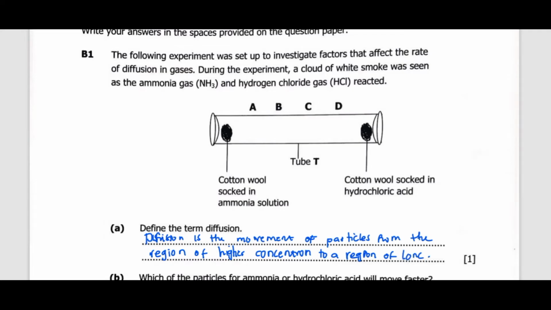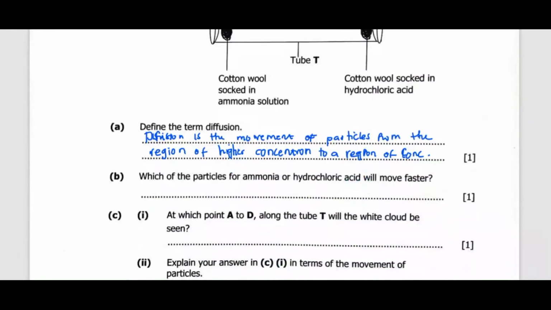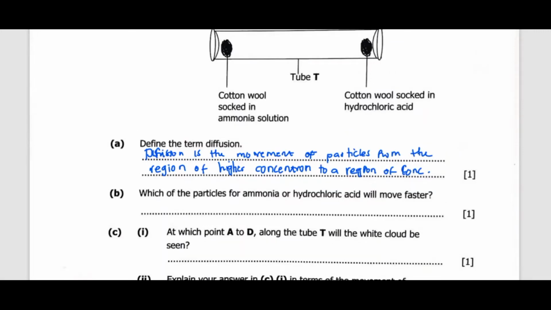So that is the definition. At least almost everyone knows this definition. So let's look at question B. Which of the particles, ammonia or hydrochloric acid, will move faster?